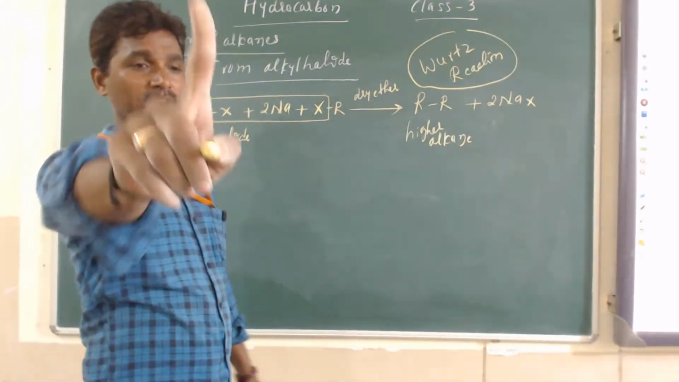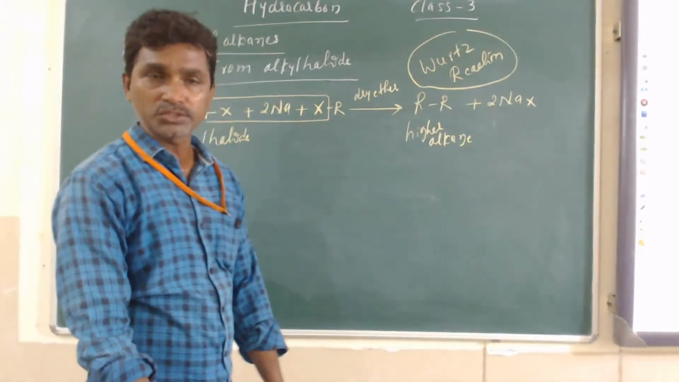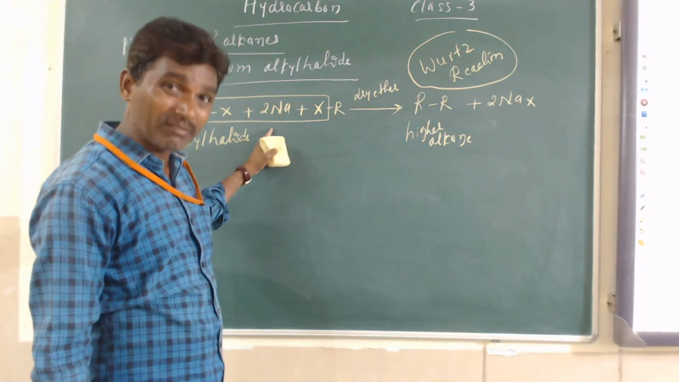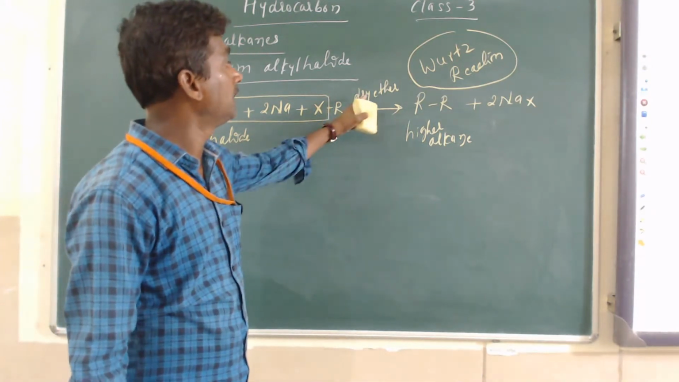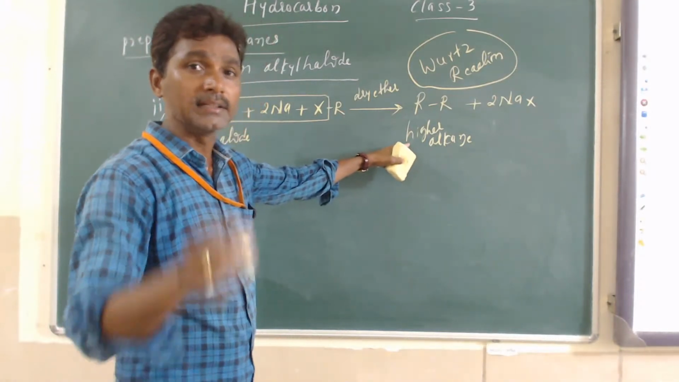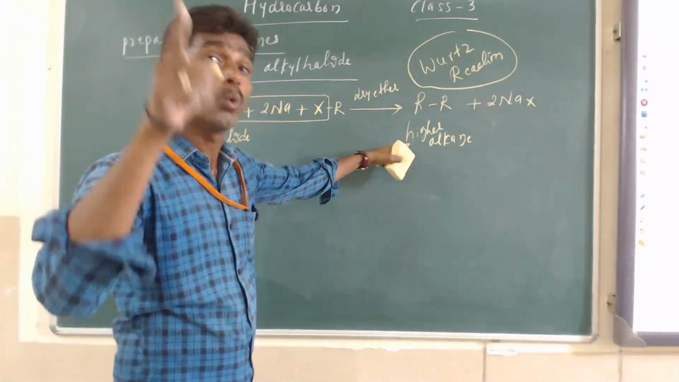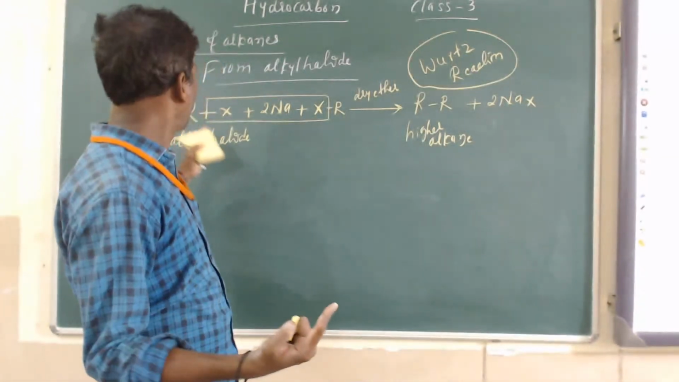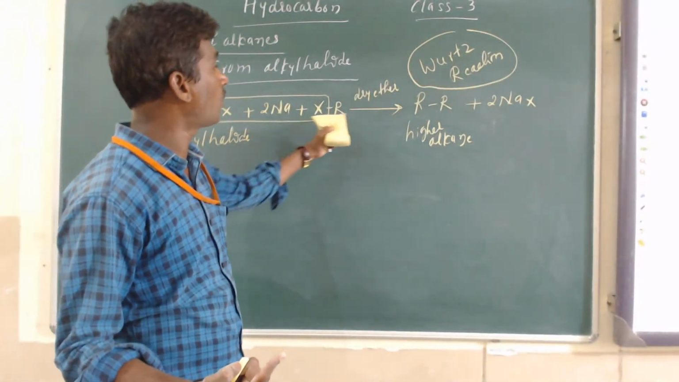Wurtz reaction. In the examination, one more question: What is Wurtz reaction? Alkyl halide on treatment with sodium metal in the presence of dry ether gives higher alkane. This reaction is known as Wurtz reaction. And in the examination, one more question: write the general equation of Wurtz reaction.